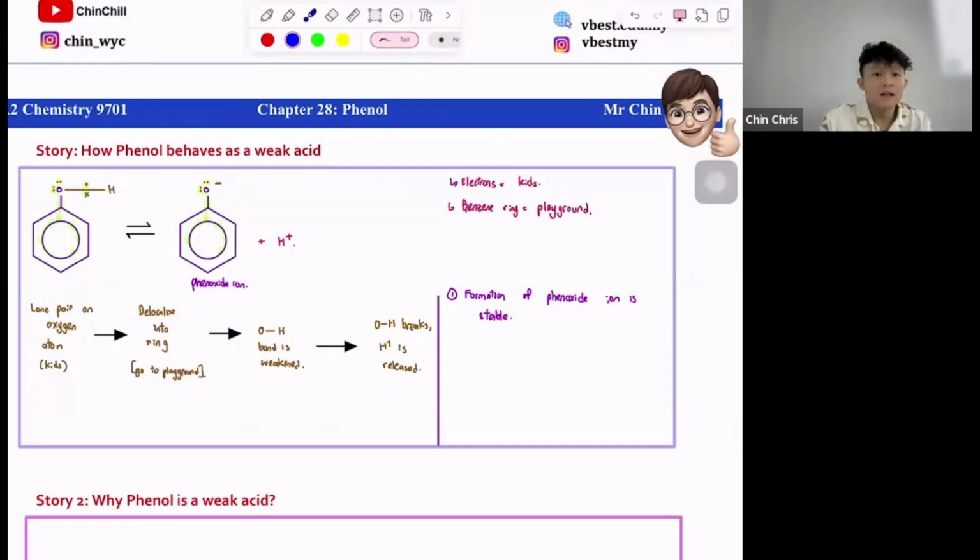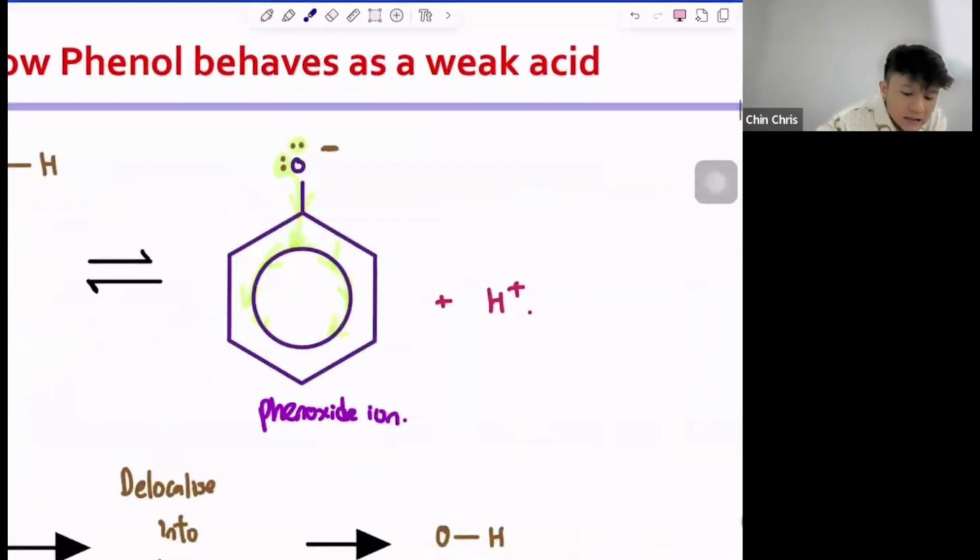Alright guys, next. Let's go. So formation of phenoxide ion is stable. Why is it stable? Let's look at the negative charge. This negative charge is due to all these lone pairs. Am I right? So the lone pair on oxygen gives the negative charge.